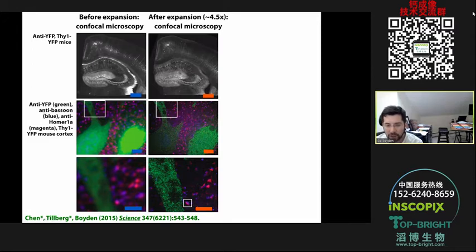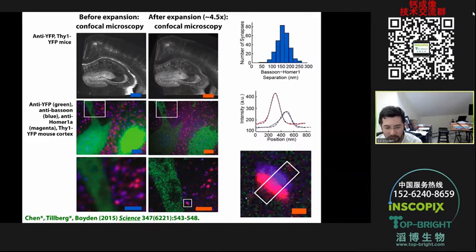The color code is shown on the left, with antibody staining using fluorescent antibodies. YFP is in green because some neurons are expressing YFP. And then Bassoon is in blue and Homer 1A is in magenta. Bassoon and Homer 1A are pre- and postsynaptic proteins respectively. I hope you can see that on the left, it gets blurry as we zoom in more and more, but on the right, we can see synapses very crisply. And that's zoomed in the lower right-hand corner, a pre- and postsynaptic compartment.